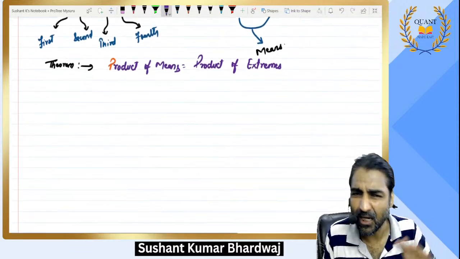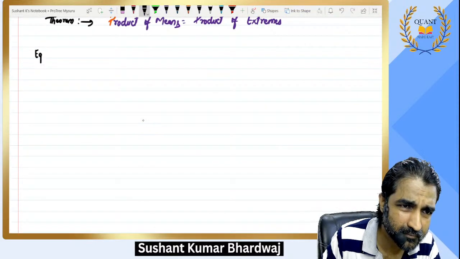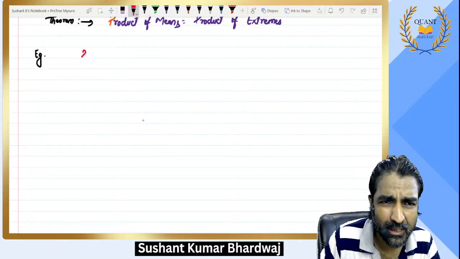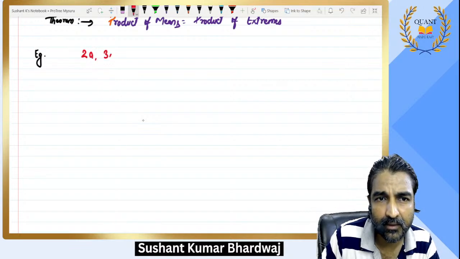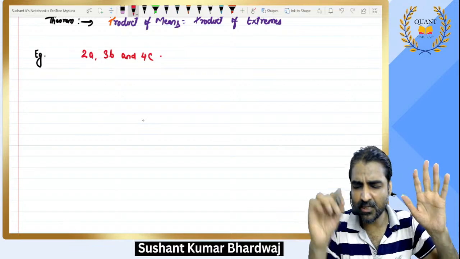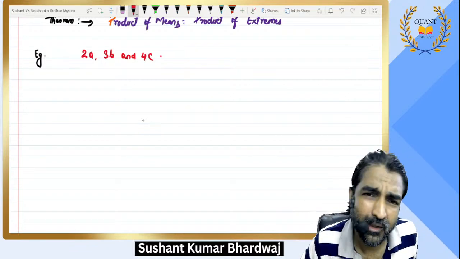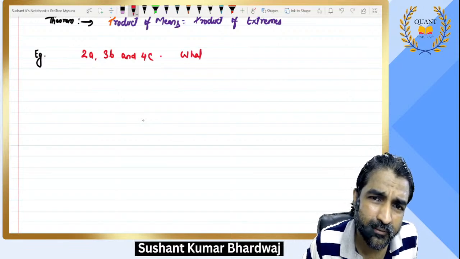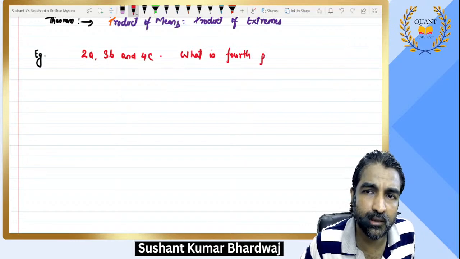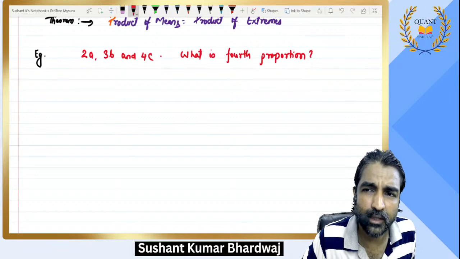Suppose I'm coming with an example. Suppose you have been given 2A, 3B and 4C. This is the question: what is the fourth proportion?